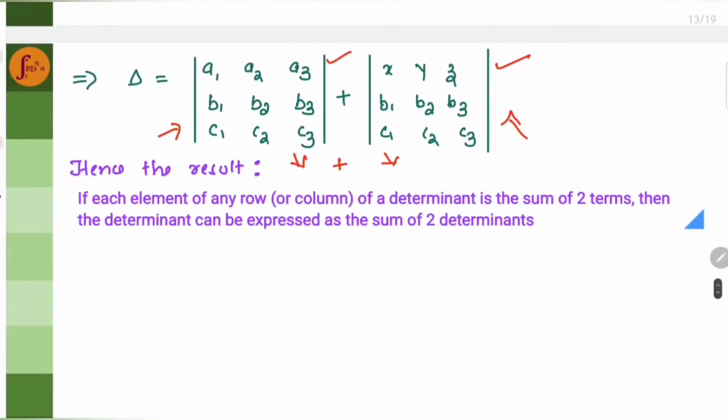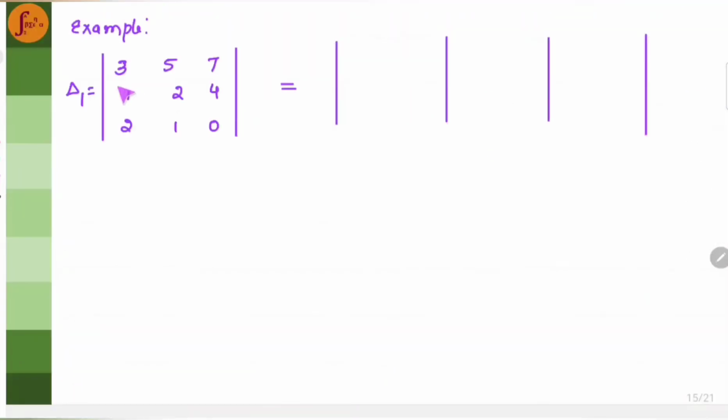Now, we can prove this using an example. Let's take this particular matrix. I can write this row 3, 5, 7 as 1 plus 2, and then I can write it as 3 plus 2, and I can write it as 5 plus 2. I can write it like this. Basically, I want to add some number to each of these. And now I can write this determinant as two separate determinants.